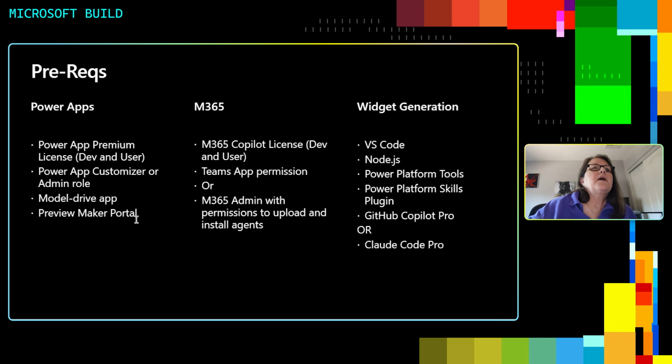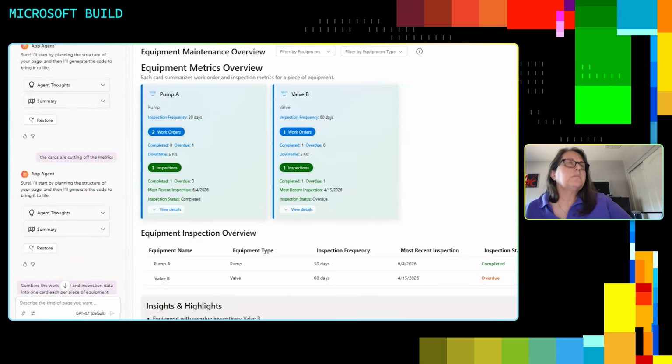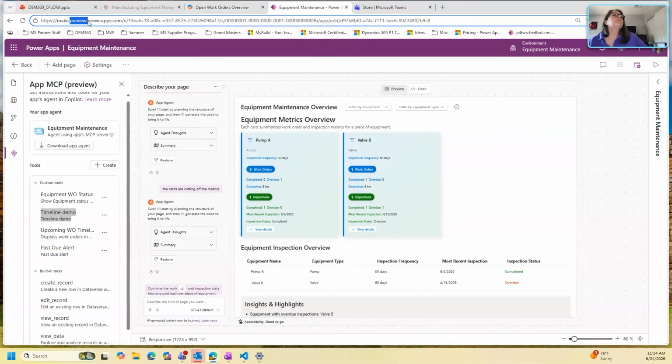On the Power Apps side of things, you need to be a customizer or an admin role. And currently, the MCP is only supported in a model-driven app. They're working to expose it and be able to create it for Canvas apps and all the other code apps and vibe code apps and things like that. And because it is in preview, you're going to need to be in the preview maker portal. So if you can see here, I'm in the preview maker portal.